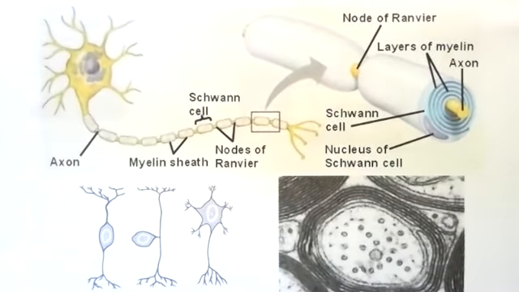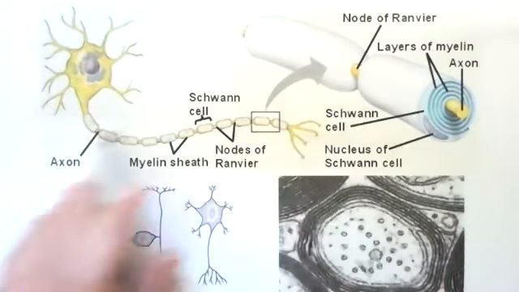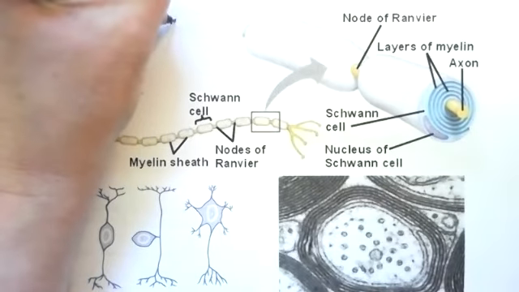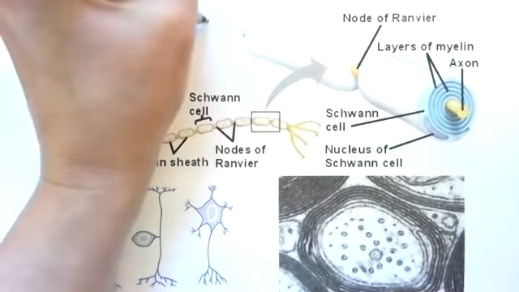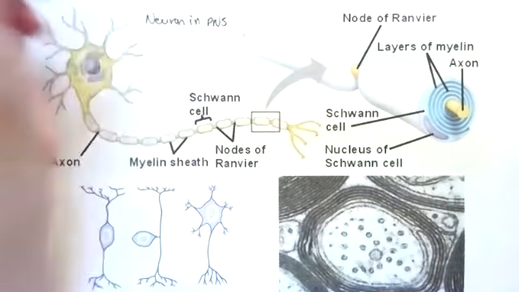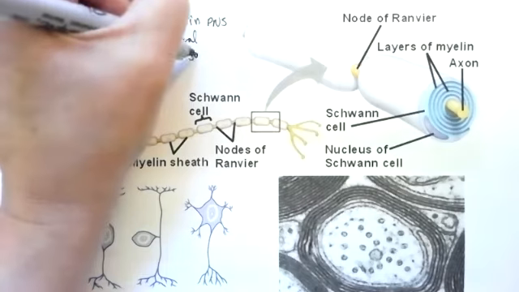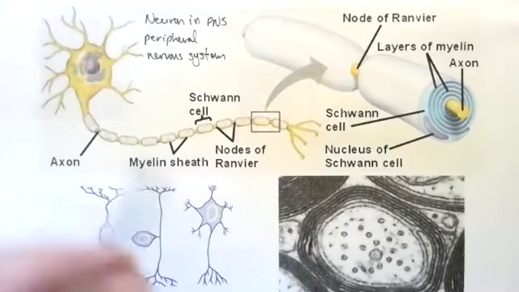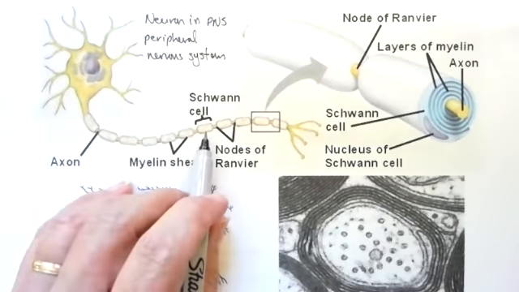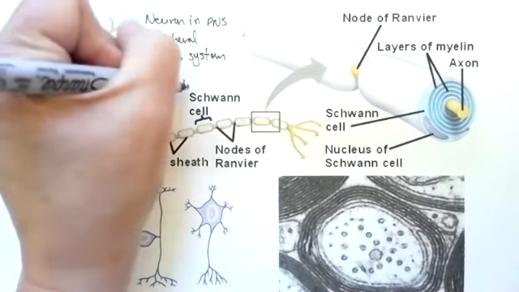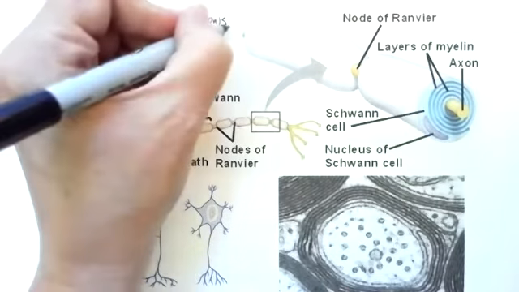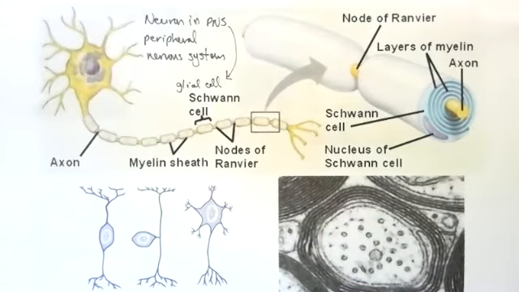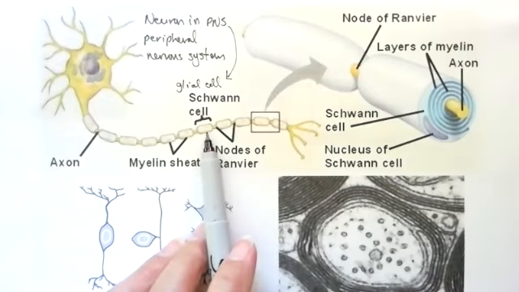And I told you in the last video, we were talking about the central nervous system. So we've seen these before. This is a neuron in the peripheral nervous system. PNS is peripheral nervous system. And the only glial cell that we're going to talk about in the peripheral nervous system. So the Schwann cell is a glial cell, but it's a glial cell that's in the PNS. And I wanted to contrast this to the oligodendrocytes in the last video.